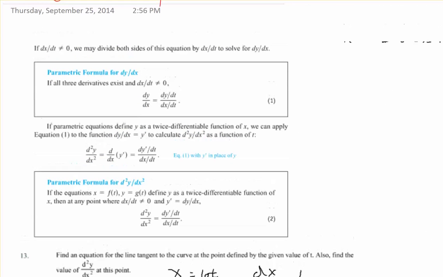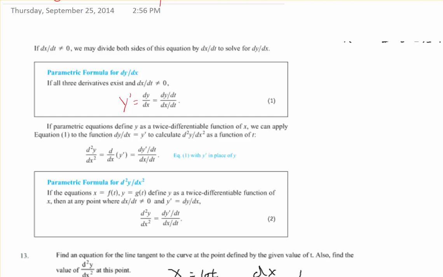Sorry if that jumped like that. Okay, and so that's just going to be dy/dt divided by dx/dt. And so what we'll call this is we'll call this y prime.